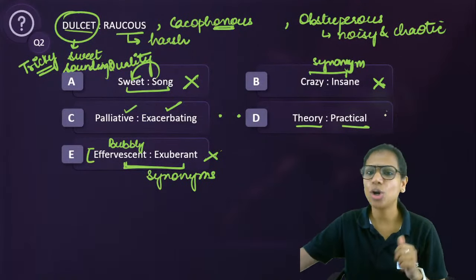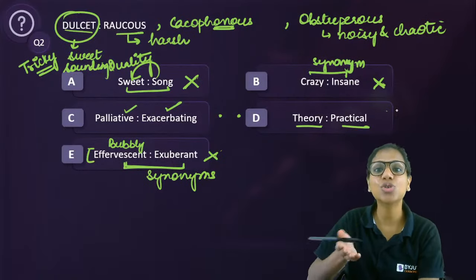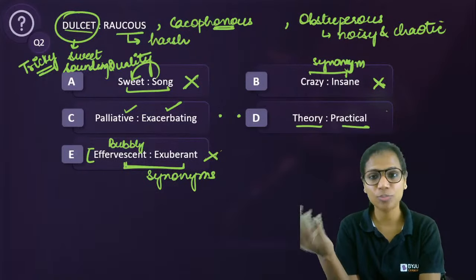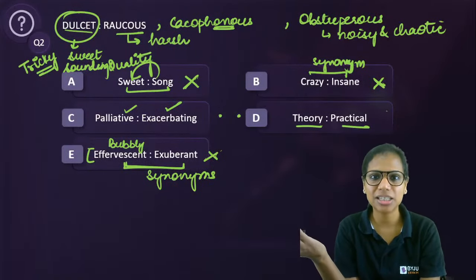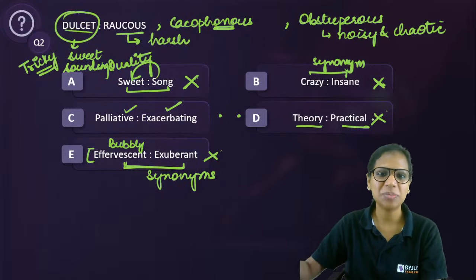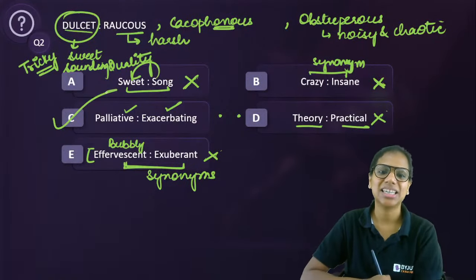Theory and practical are not antonyms. They are two methods of instruction that complement each other. In your school, you had both theoretical classes as well as practical sessions. So they are complementary, not antonymous. The answer is indeed C.